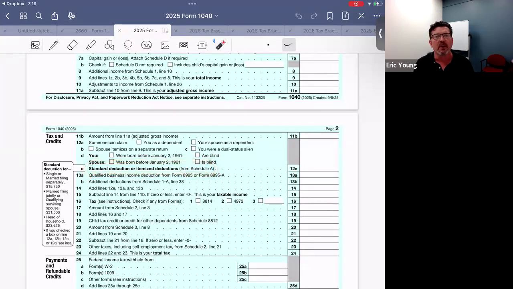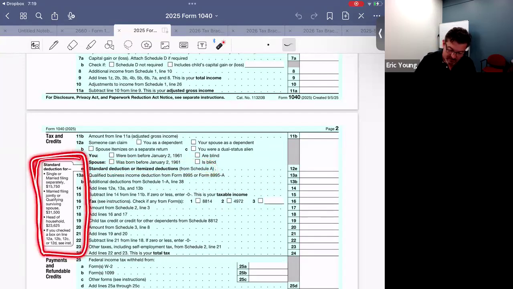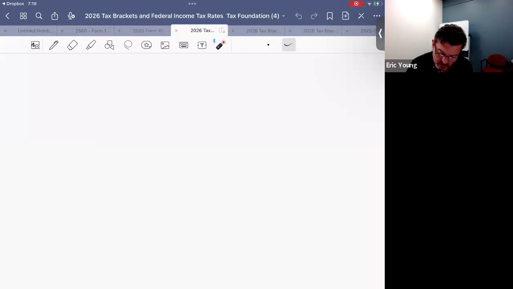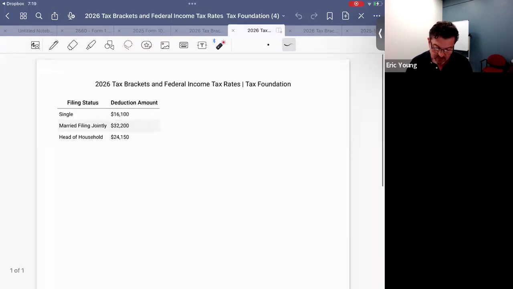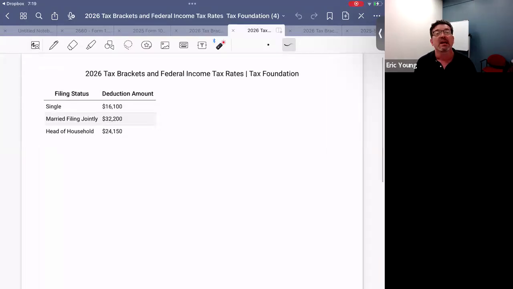Where do these numbers come from? Well, the standard deductions are right here. They're set every year. You can also see them right here. So for 2026, here's the standard deductions. If you're single, 16,100. If you're married filing joint, 32,200. And if you're head of household, 24,150.